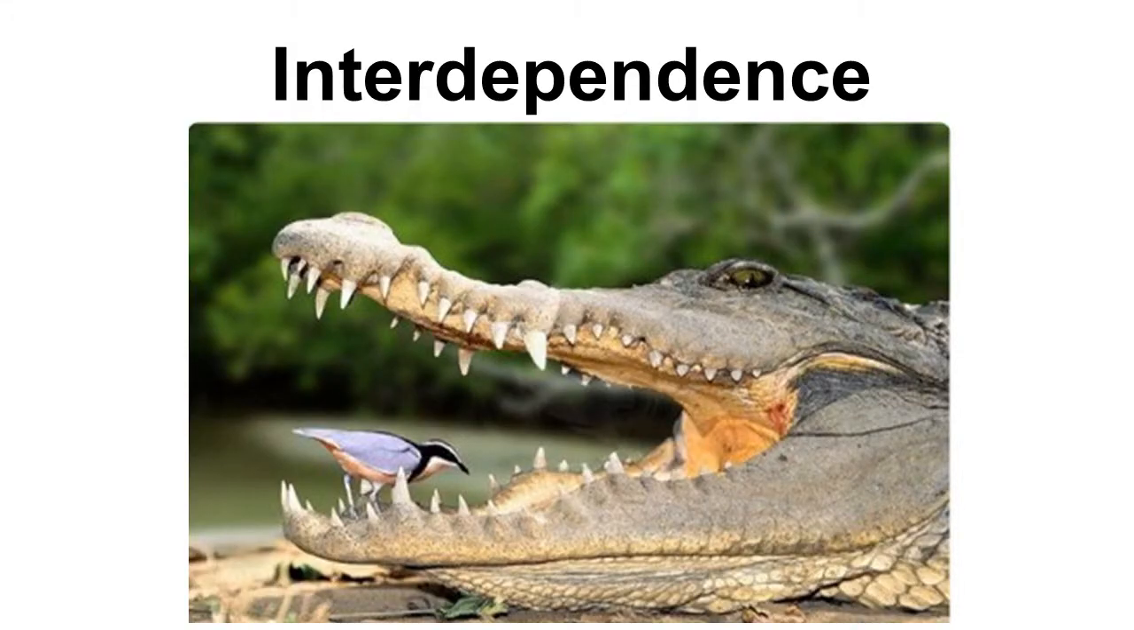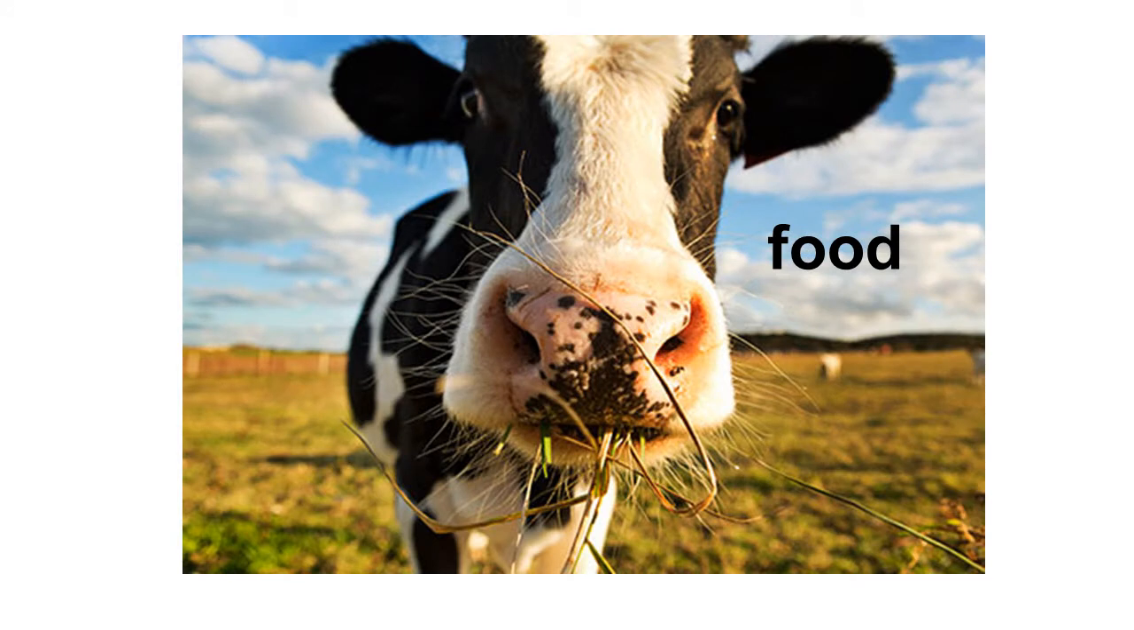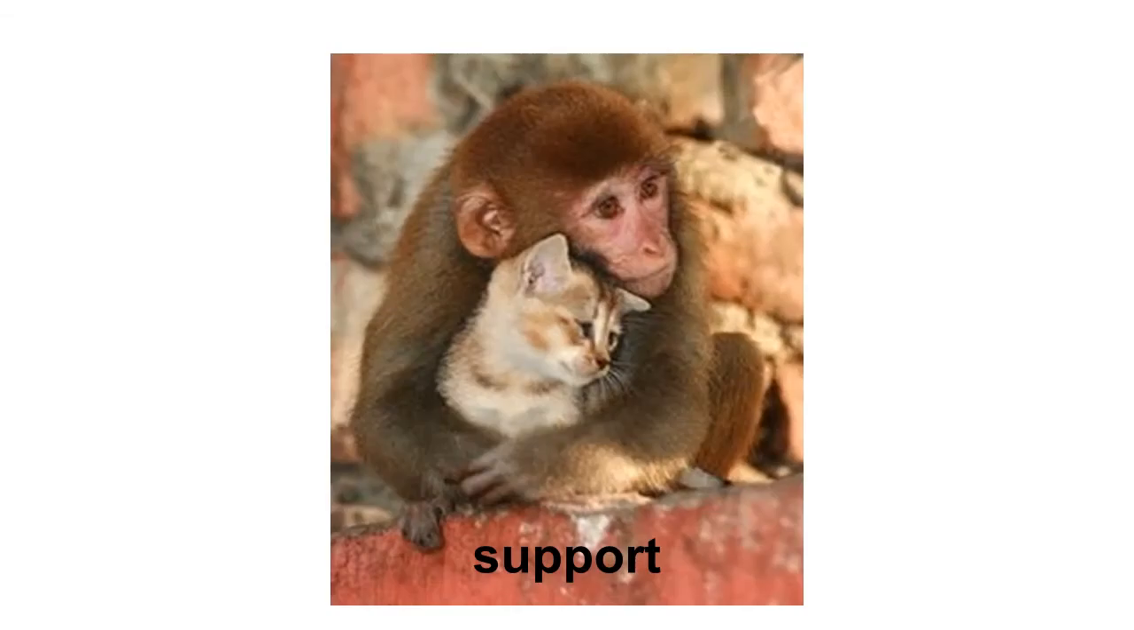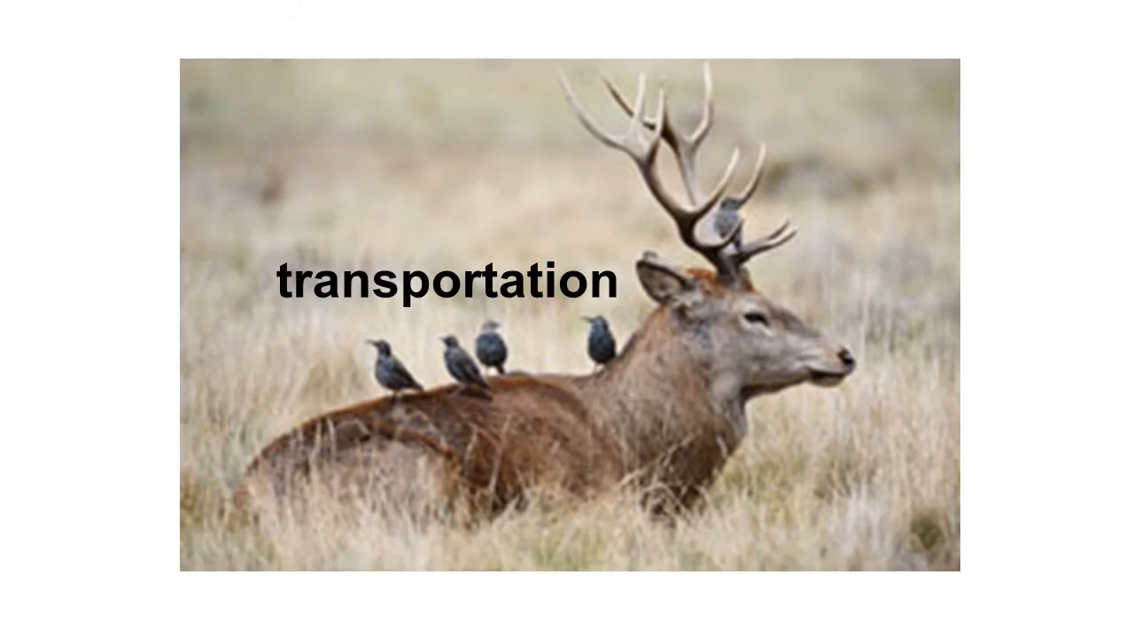This is another example of interdependence. This alligator invites the bird into his mouth to clean his teeth, keeping him free from infection. The bird eats what it cleans from the alligator's teeth. You will see that there is a lot of interdependence between living and non-living things in an ecosystem. Living and non-living things use each other for food, shelter and protection, support, and transportation.